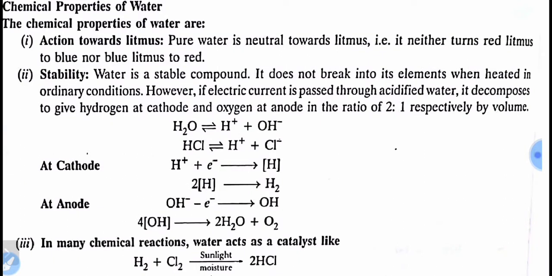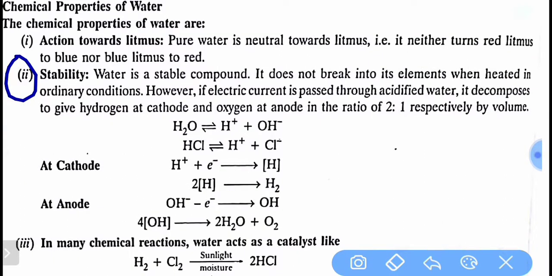The second chemical property we are looking at is stability. Water is a stable compound. It does not break into its elements when heated in ordinary conditions. However, if electric current is passed through acidified water, it decomposes to give hydrogen at the cathode and oxygen at the anode in the ratio of 2 to 1 respectively by volume. When you go to higher classes, you will read about the extraction of metals where these anode and cathode tubes are used.